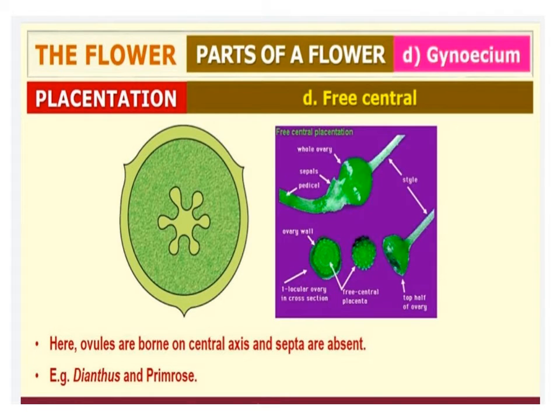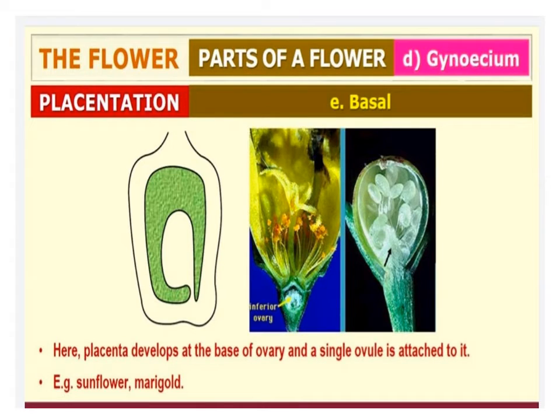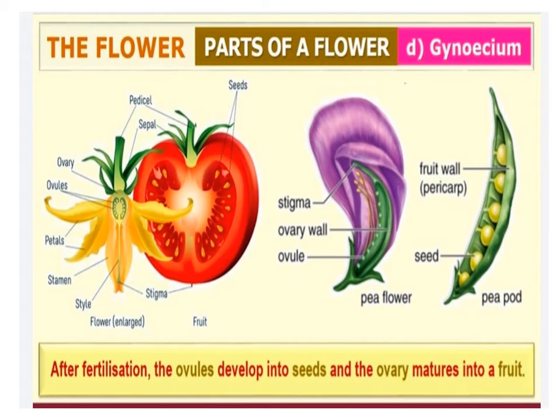Free central: the ovules are borne on the central axis and septa are absent, for example dianthus and primrose. Basal: the placenta develops at the base of the ovary and a single ovule is attached to it, for example sunflower and marigold. After fertilization, the ovules develop into seeds and the ovary matures into a fruit.